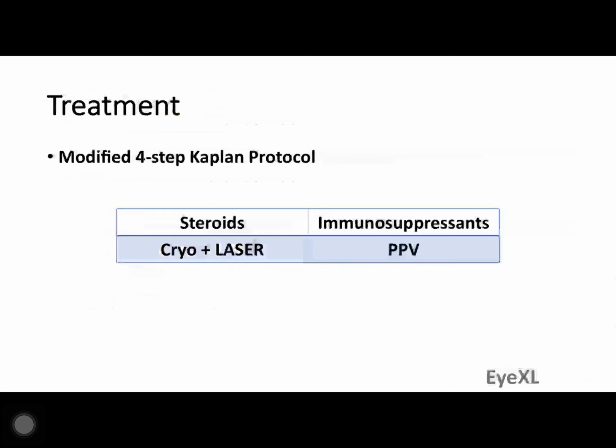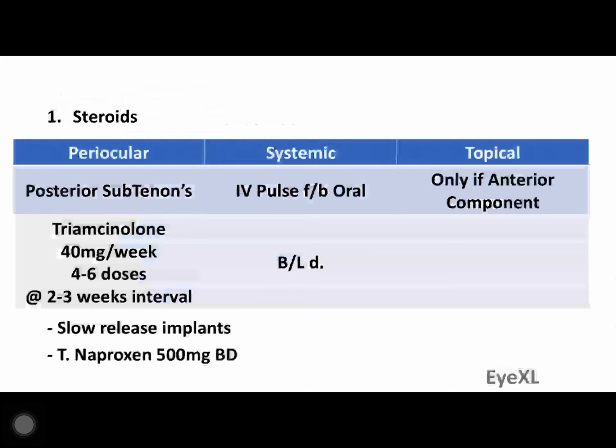Treatment: there is a protocol called the modified 4-step Kaplan protocol. The 4 steps are, the first step is steroid, second step immunosuppressants, third is cryotherapy plus laser photocoagulation, and fourth is PPV, which is pars plana vitrectomy. So in that sequence, you will proceed and provide treatment. For the first time the patient comes to me with intermediate uveitis, I will start him on steroids. If the patient is not responsive to the steroids or starts developing complications and side effects, then you proceed to the next step, that is immunosuppressants, and so on, such that PPV is the last step that you will undertake.